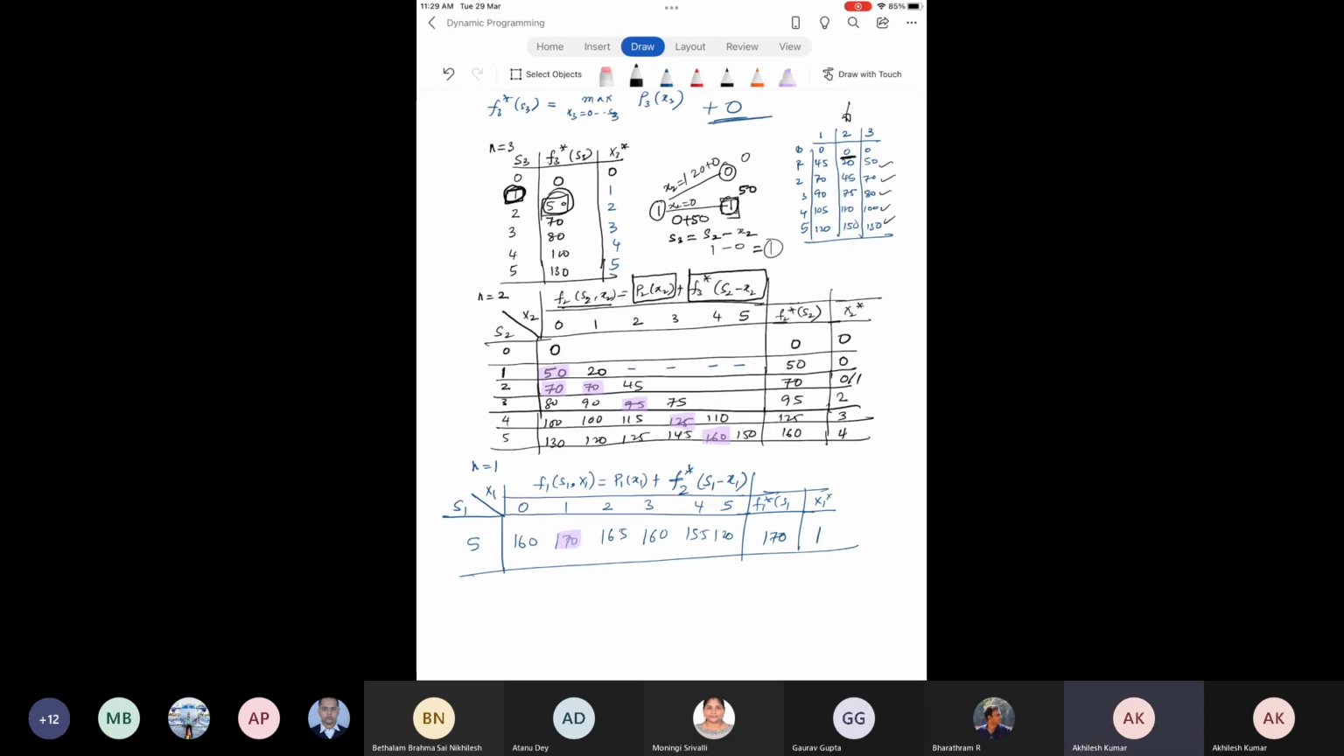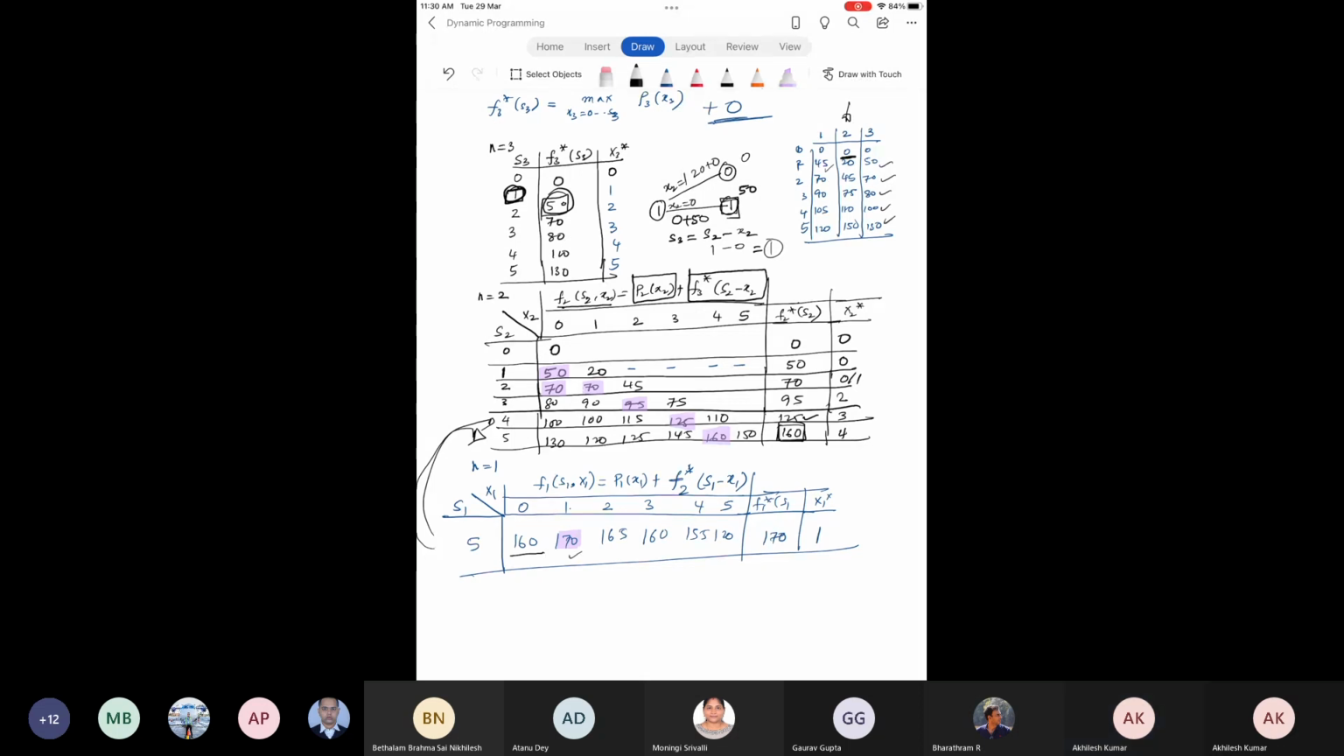So can someone quickly tell me how did I get 160, this number? 0 plus 160. So that is the worst one. So 0 because I have allocated 0 teams, and 160 comes from here because 5 teams were available. If I make X1 0, S1 minus X1 will take me to state 5 in stage 2. So the best possible value for S1 is 160. Is this clear? Similarly, if I have allocated 1, then S1 minus X1 will take me to 4. So 125 plus 45 will give me 175.